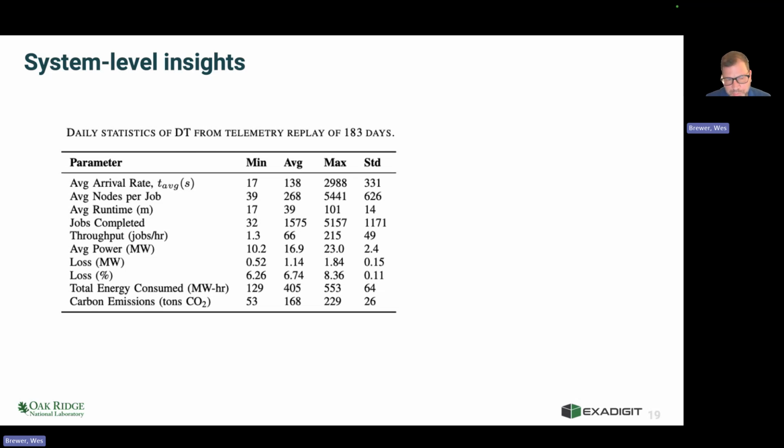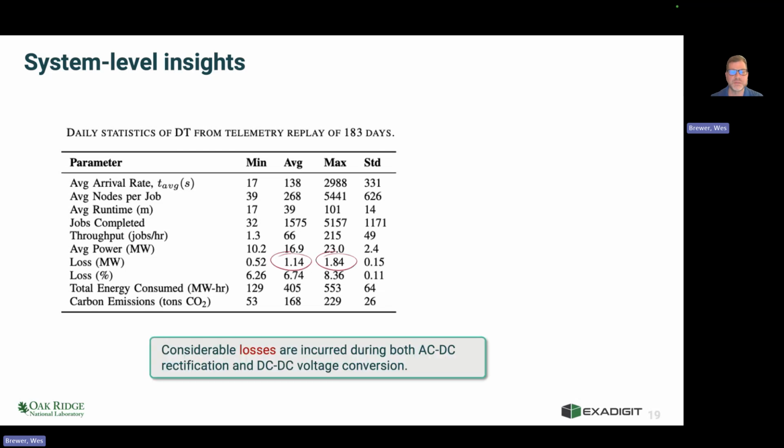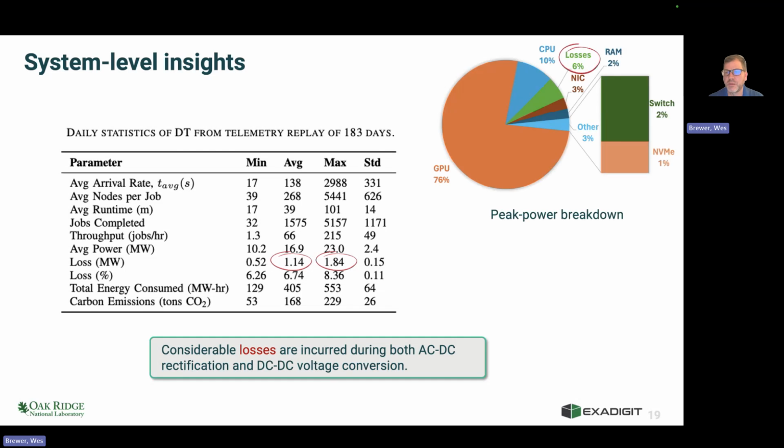And we played these all through Frontier, and then we computed statistics in terms of job scheduling information, power, energy conversion losses, carbon emissions, and all those kinds of things. And one of the main things we found is that considerable losses are incurred during both AC to DC rectification and DC to DC voltage conversion. They amount to 1.1 megawatts on average, with peaks up to 1.8 megawatts.